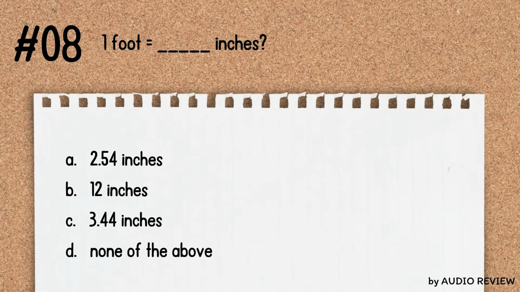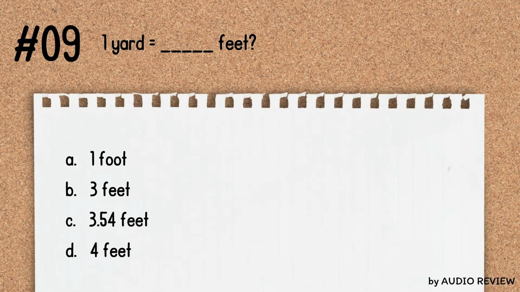Question number 8. 1 foot is equals to how many inches? Is it A. 2.54 inches. B. 12 inches. C. 3.44 inches. D. None of the above. The answer? It's B. 12 inches. Remember that 1 foot is 12 inches.